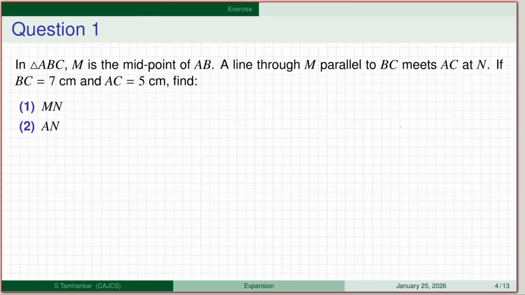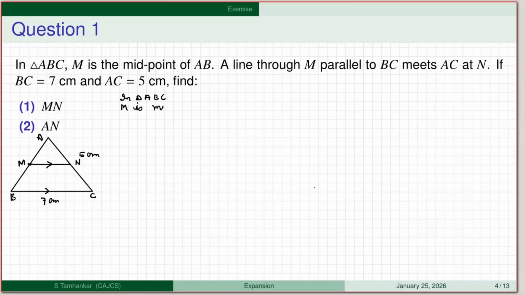I would like you to pause the video, read the question, try to draw a diagram, and give it a try solving it. Then you can play it and see how the solution evolves. This is triangle ABC, and M is the midpoint of AB. A line through M parallel to BC meets AC at N. It is given that BC is 7 centimeters and AC is 5 centimeters. You have to find MN and AN in triangle ABC.